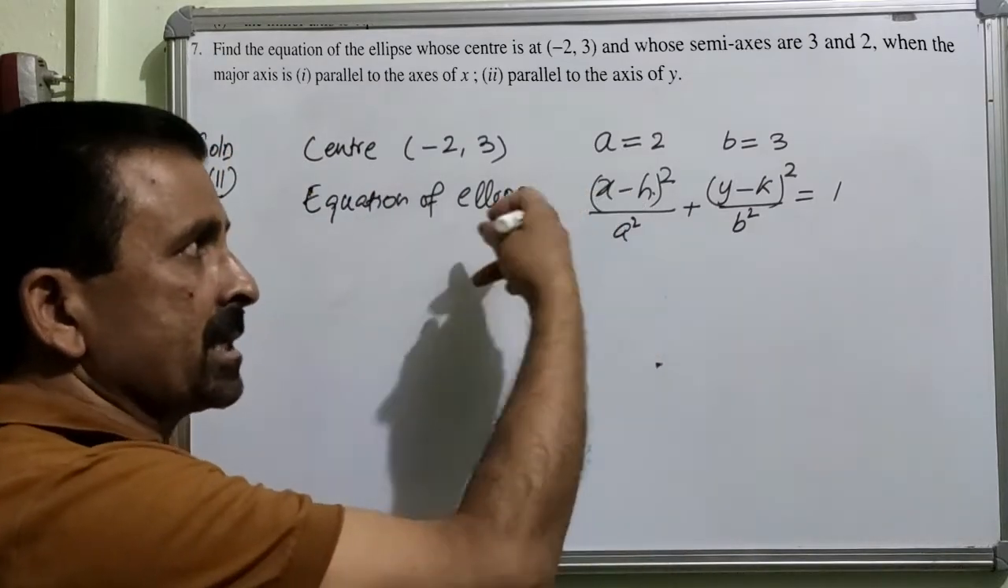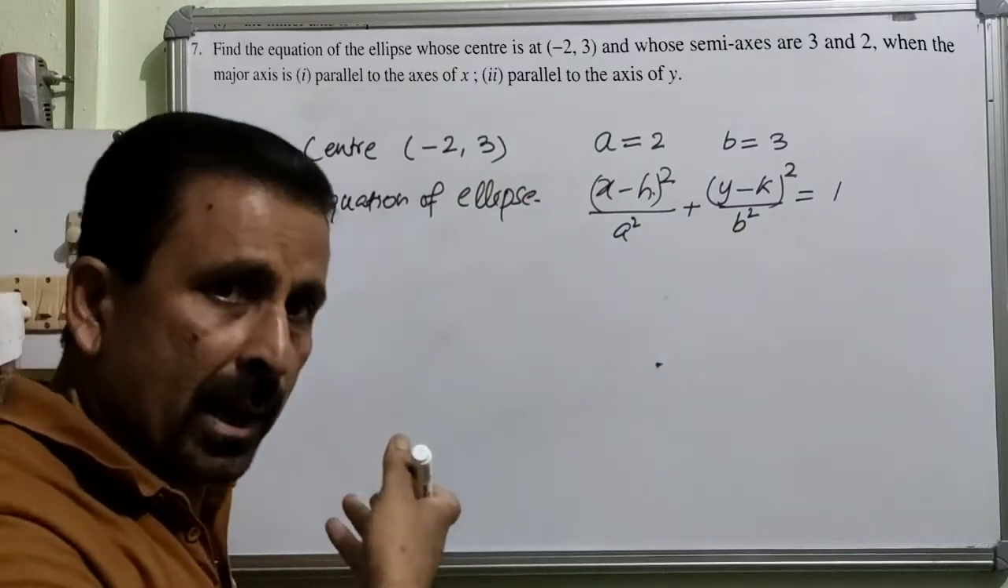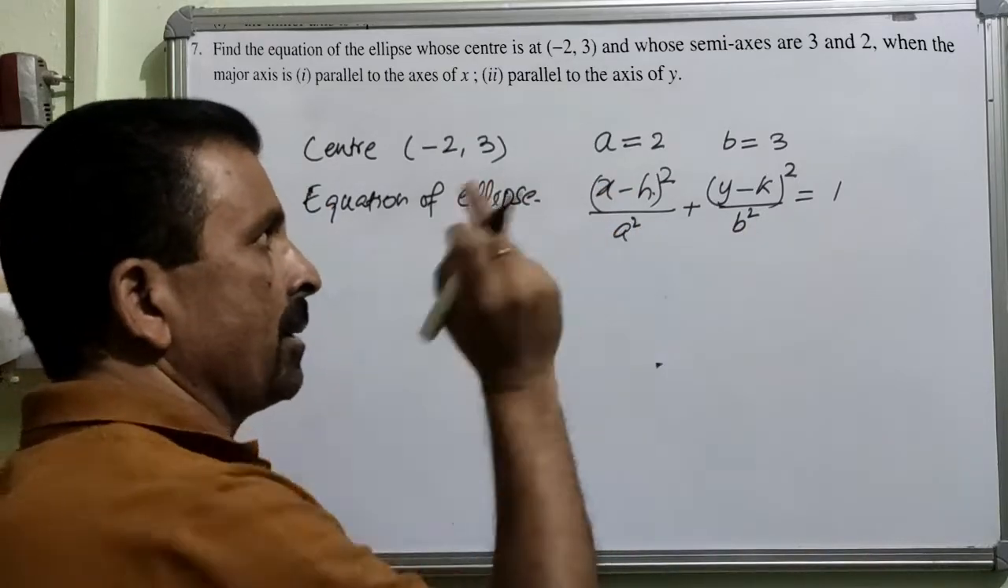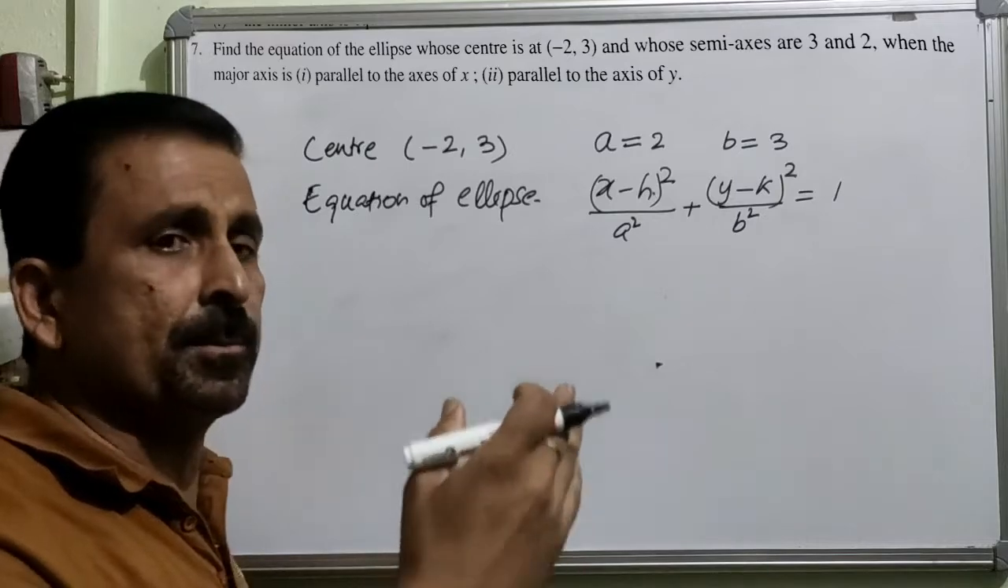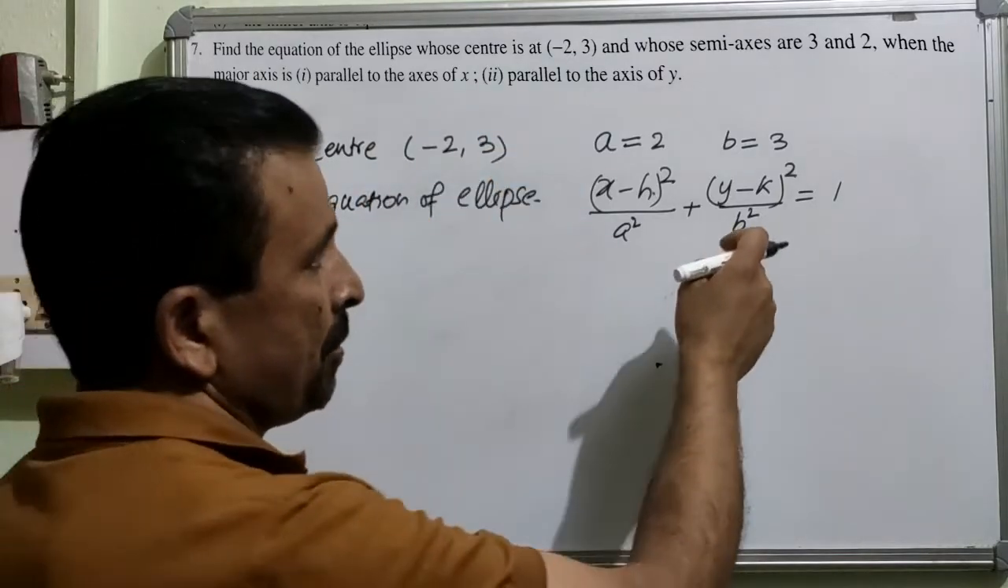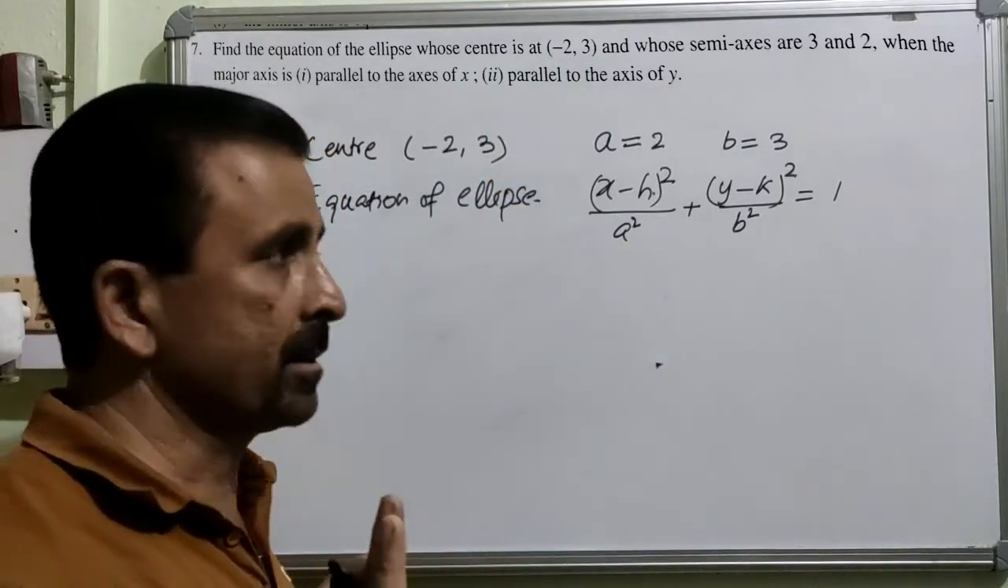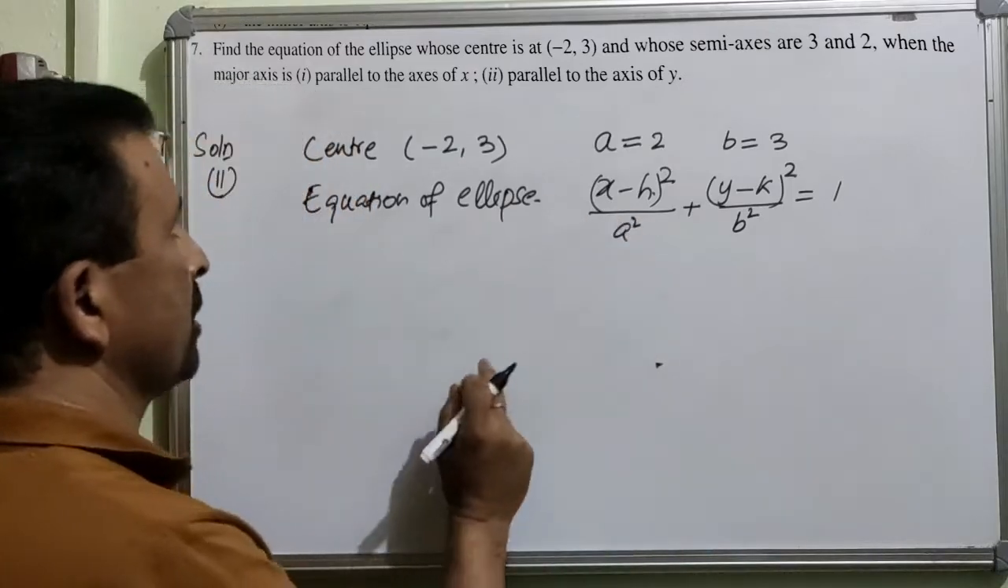If the ellipse is parallel to the x-axis, then A will be greater, and when the ellipse is parallel to the y-axis, B will be greater, right? So please be very careful about that. Now let us put the values.